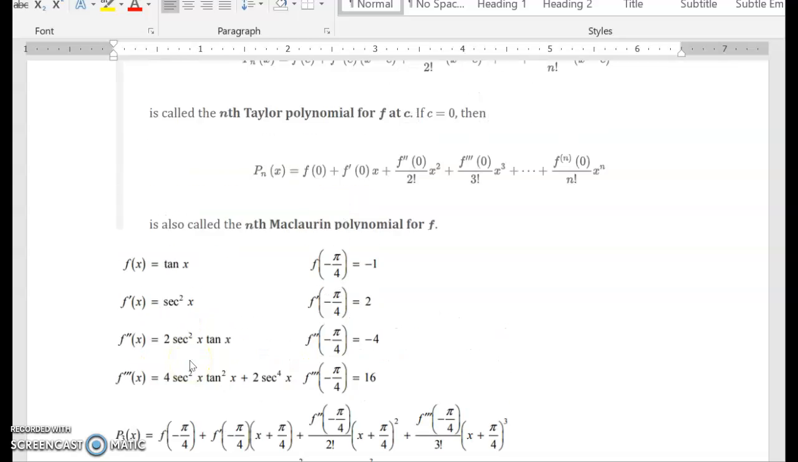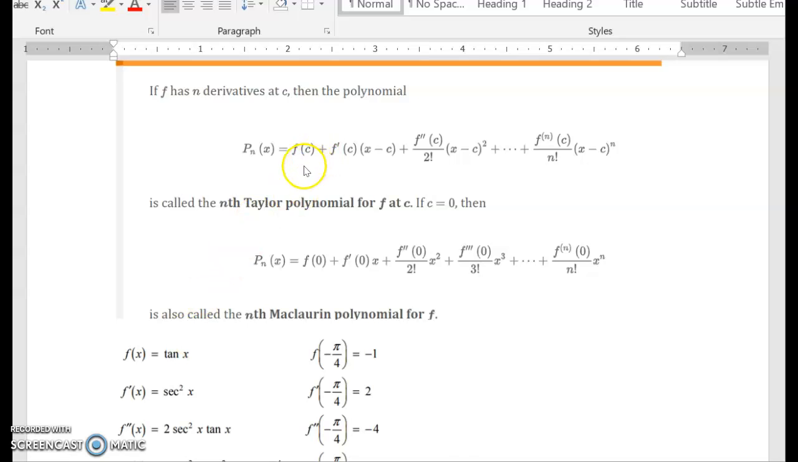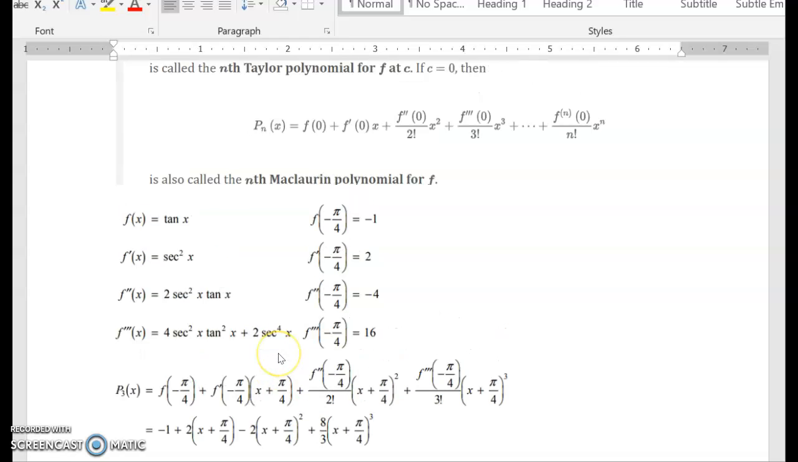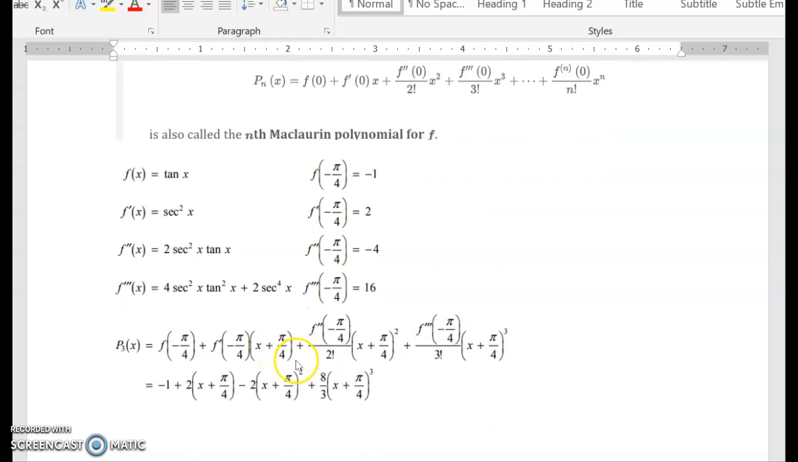All right, so my form here you can see in my solution. f of negative pi over 4, that's the first term. f prime of negative pi over 4 times x minus c, or x plus pi over 4, and so on. Okay, so that's the form. Some of you, I think, are just missing this. We're just trying to apply the function and its derivatives, get the coefficients, and then if we're centered at negative pi over 4, we should have this term, x plus pi over 4, in each of those, except for the first one. All right, so here's my answer right here.